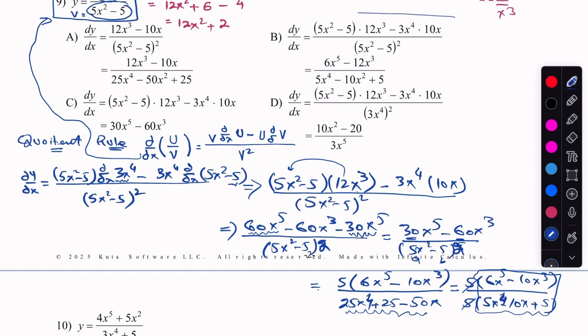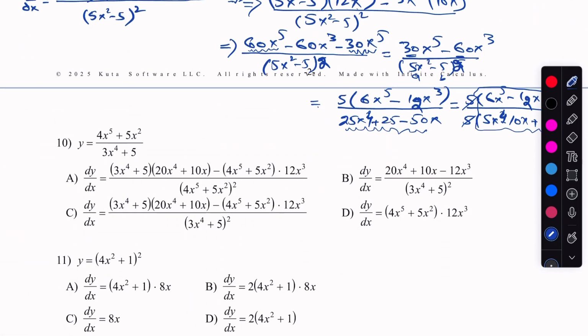B or no, not B. The correct answer, yeah, it looks like B, but it has to be 12. It's 12, sorry, because 12 multiplied by 5 is 60. So I take the 5 common factor, so it has to be 12. So the correct answer is B.